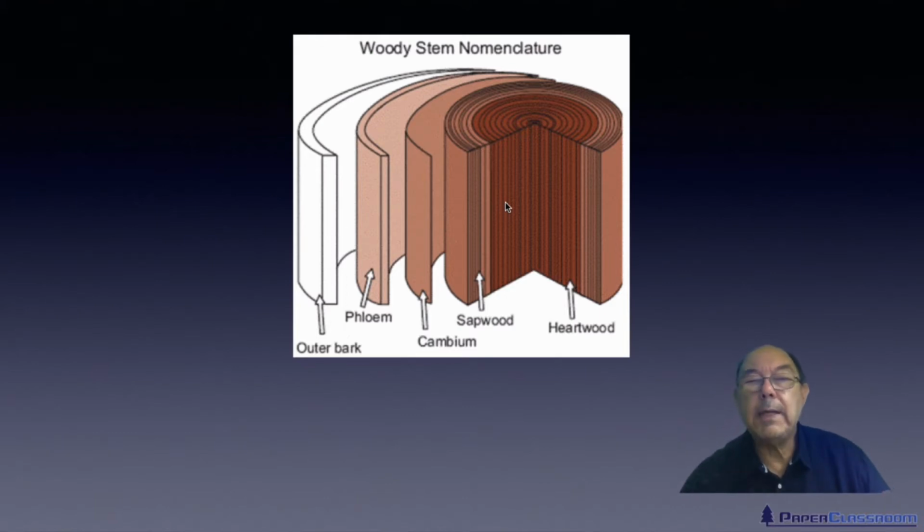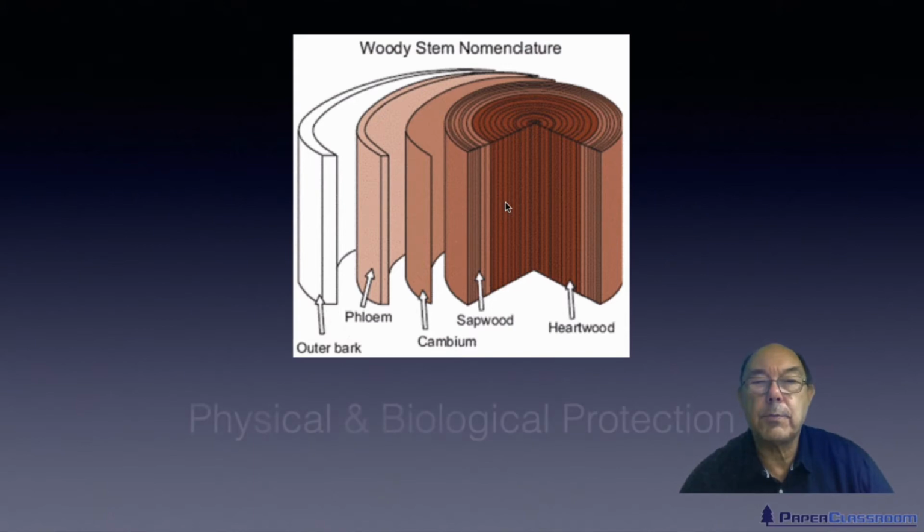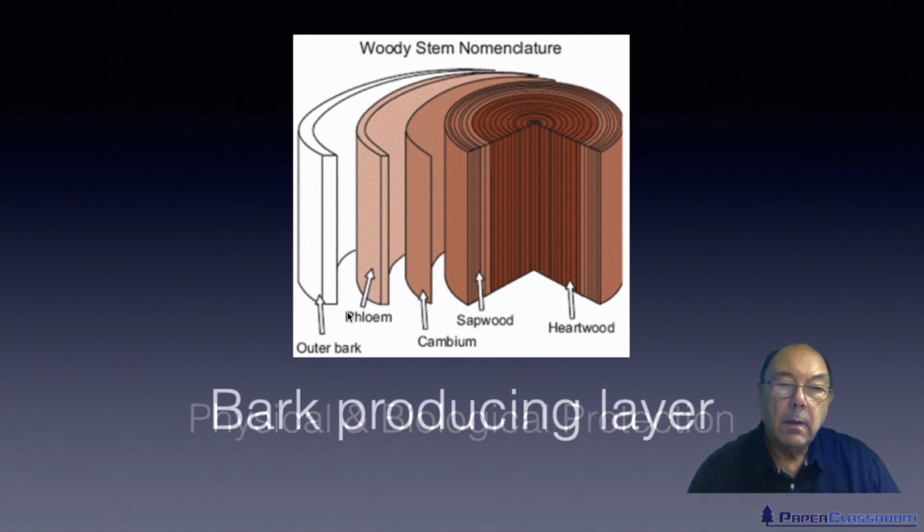So you would need to be able to label a diagram, given one like that, and you need to know the purposes of each of these 5 layers. Now the bark, this layer here, that's there to give physical and biological protection to the tree. This is the phloem. Cells that go here will eventually become bark.